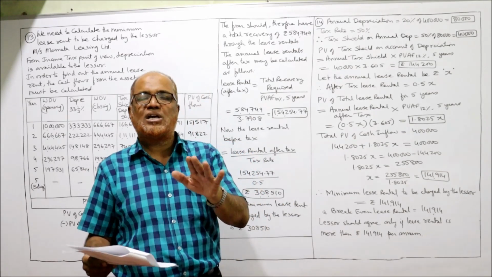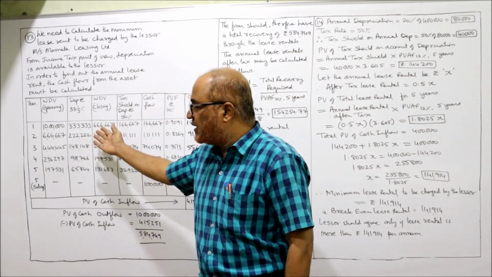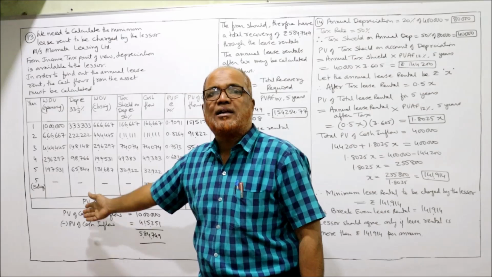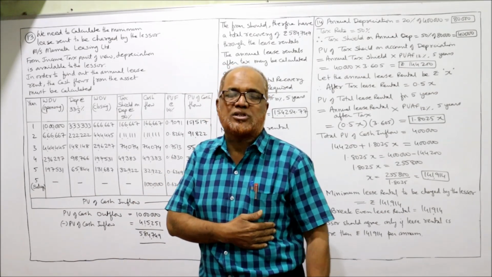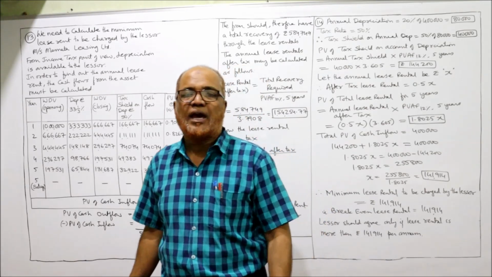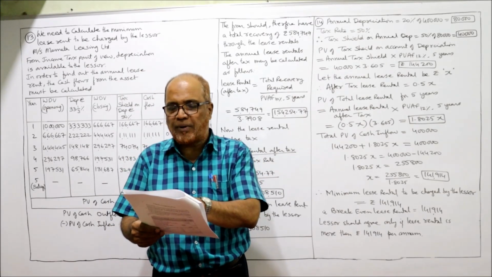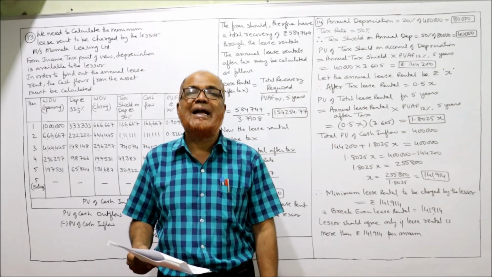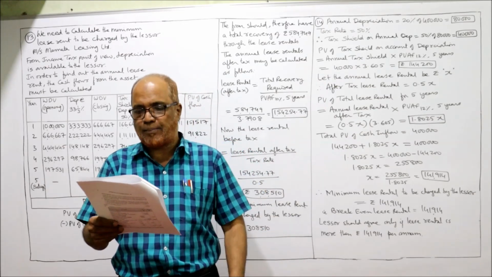In the previous problem, depreciation was given on WDV, that's why we had to make the table to calculate depreciation using the written down value method. But in the present problem, it is straight line on original cost. Every year depreciation remains the same: 20% of 4 lakh comes to 80,000.